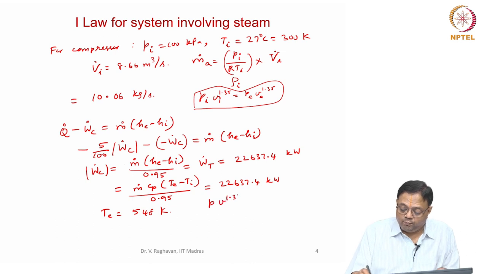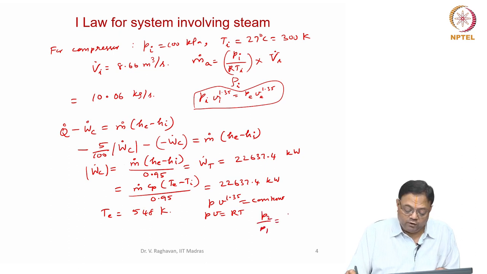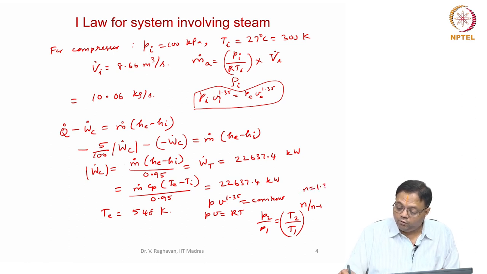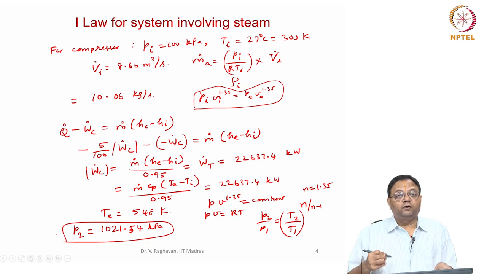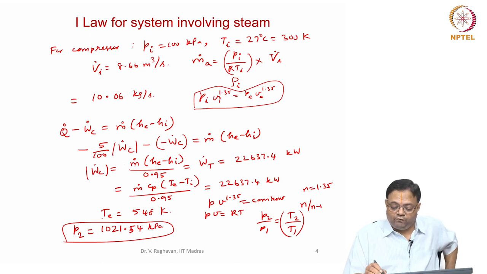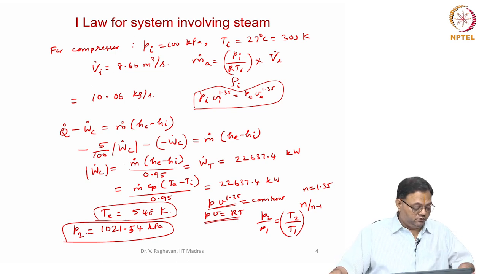How can I find pressure? PV power 1.35 equal to constant, and also I have PV equal to RT. So, I combine this and I get P2 by P1 equal to T2 by T1 power N divided by N minus 1, where N is 1.35. When I apply this, I will get P2 as 1021.54 kilopascals. This is the answer. Here you can see that the state 2 for the compressor is not fixed, but by using the energy equation, I found the temperature at the exit, and from the temperature using PV power 1.35 equal to constant, combining that with the equation of state, we have found the final pressure. So, this is the answer.